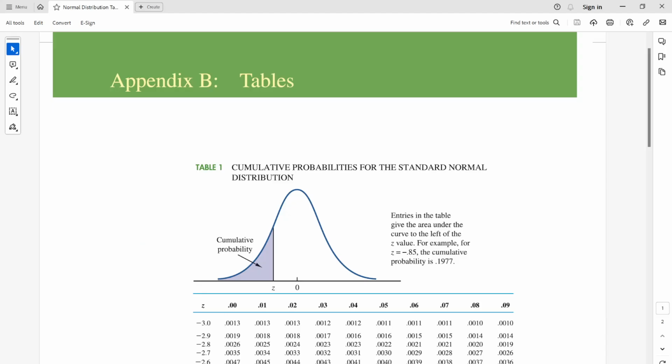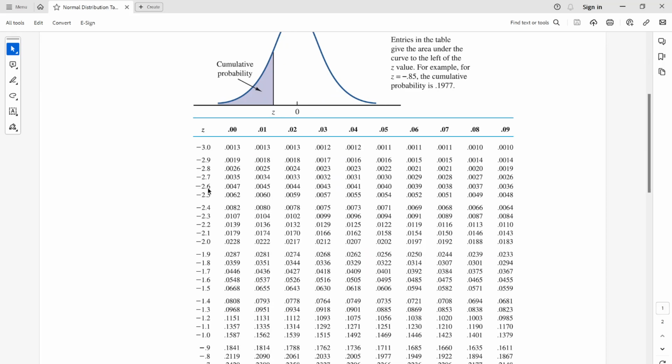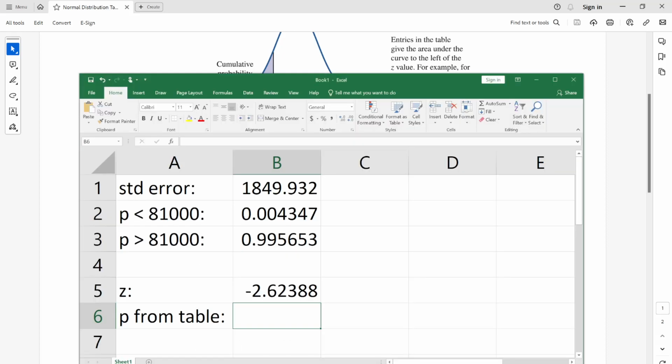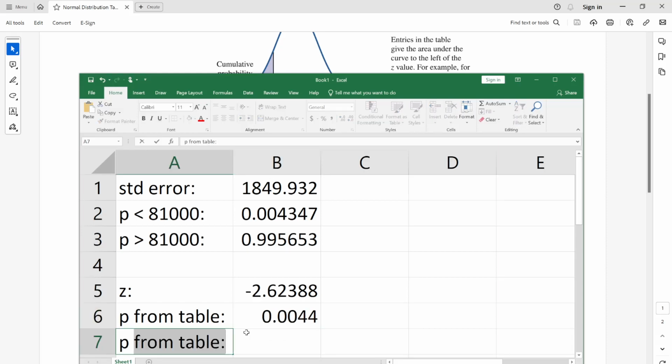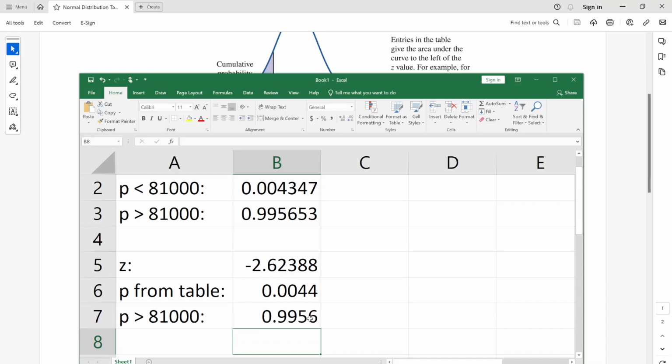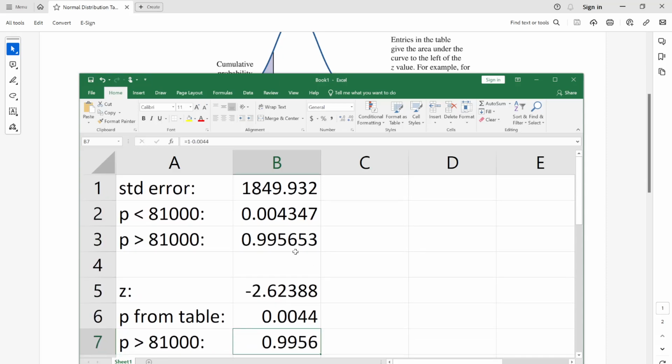So then I'm going to open up the table. I'm going to find negative 2.62, which would be here. That's going to give us a probability of 0.0044. So then getting the probability of more than, we're going to do equals 1 minus that 0.0044 from the table. Notice how this number and this number, they're very close together. So, whether you do this by hand or in Excel, you're going to end up with the same answer.